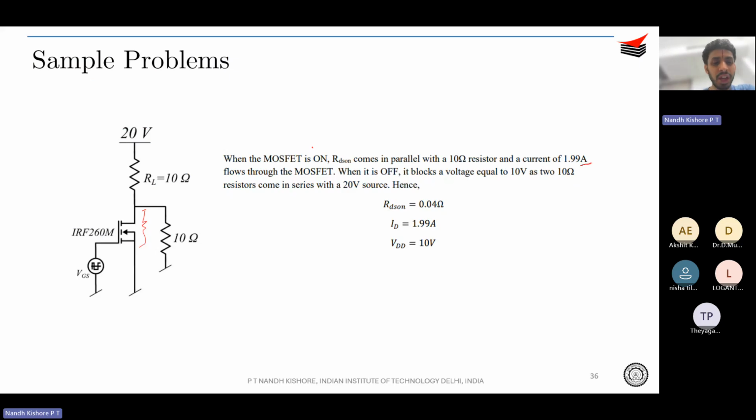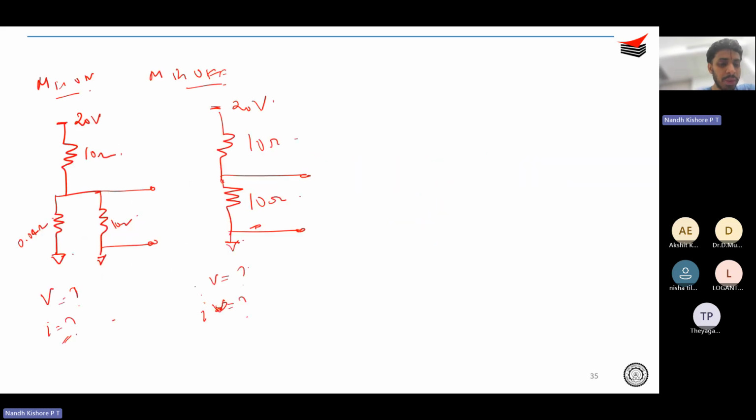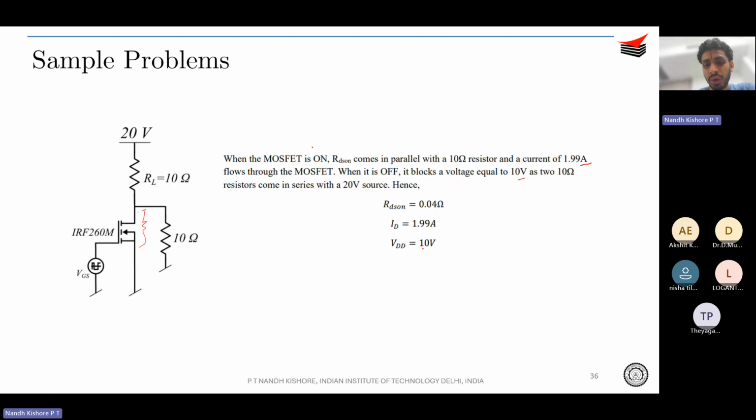When the MOSFET is off, it blocks a voltage equal to 10 volt. Why? Because when the MOSFET is off, 20 volts is the total voltage, and it gets split into two equal halves because of the two 10 ohm resistors. So the voltage is 10 volt and the current is 1.99 amperes.